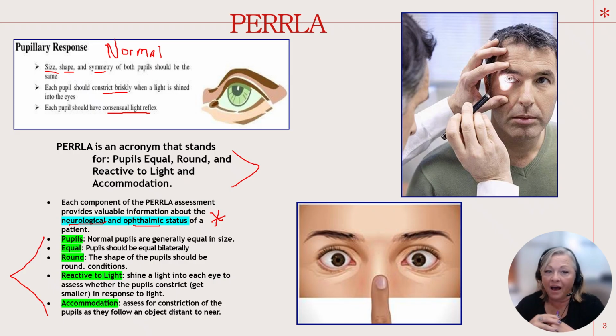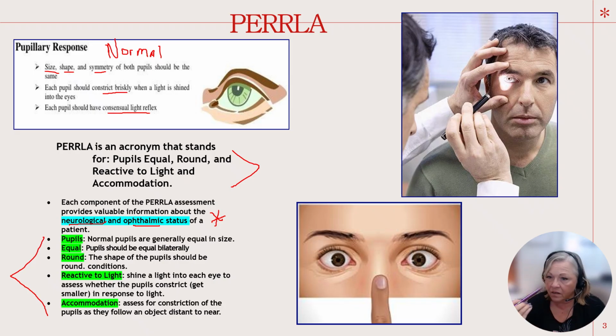The left eye pupil is round. The right eye pupil is oval due to whatever the reason is. If you don't know the reason, you just chart it's oval. Patient states was born this way. Patient states it happened when they were a teenager. Patient states they have this condition. Okay? You put in what you know and what you've assessed.